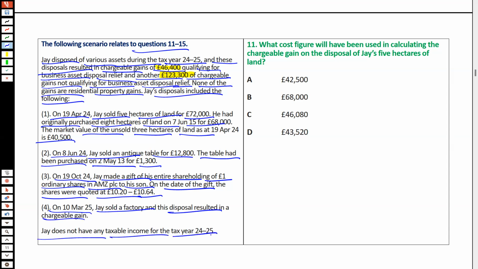Jay does not have any taxable income for 24-25. What does it mean? It means that there is no taxable income for 24-25.